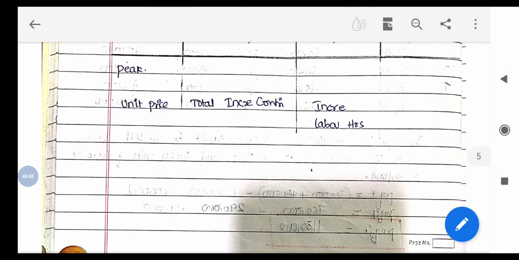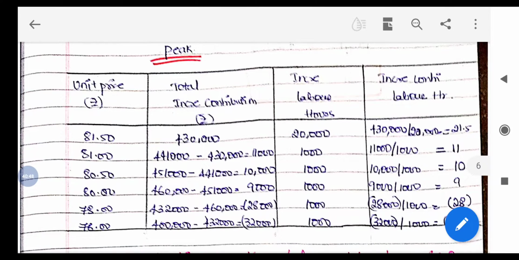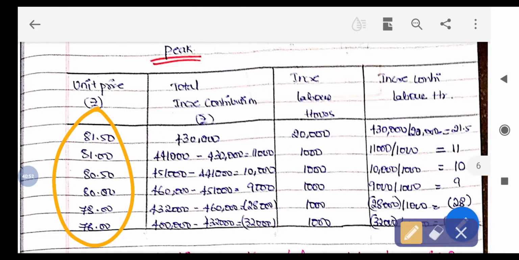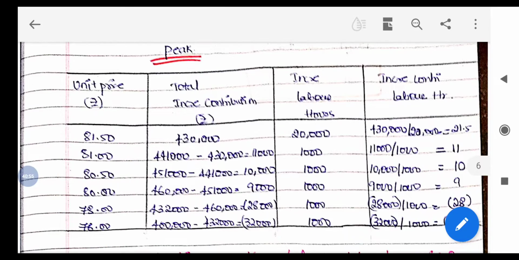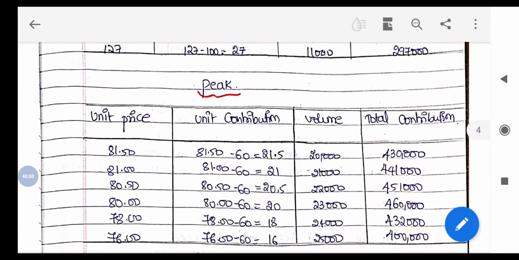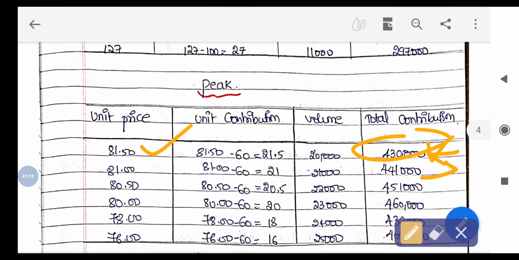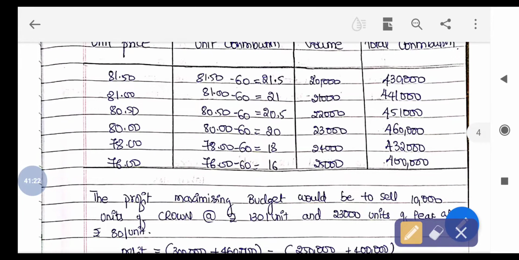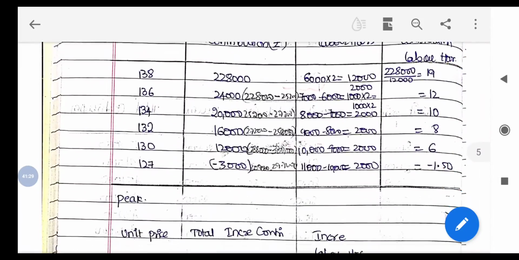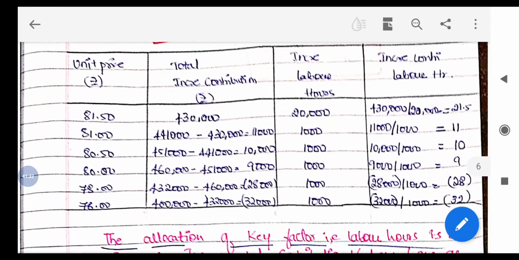Same, we have to calculate it for peak. So for peak, same, take the unit price. Now contribution. So contribution is the same as we did for crown. Total contribution: first take for the first one 81.50, 4,30,000 will be the same. Next, from this 4,41,000, 30,000 will be less. 4,51,000, 4,41,000 will be less. 4,60,000 less 4,51,000. Then 4,32,000 less 4,60,000. So in this case we will get the total incremental contribution.